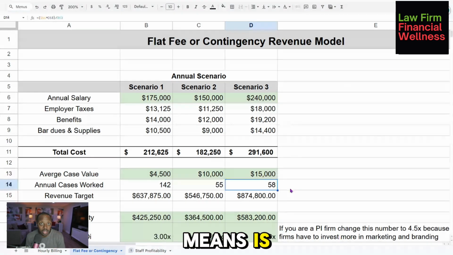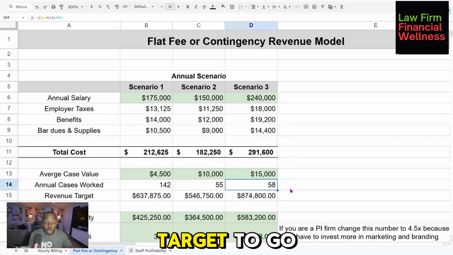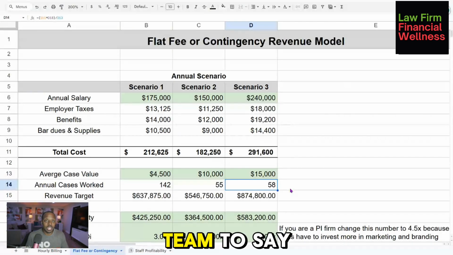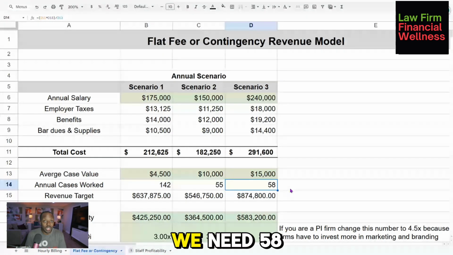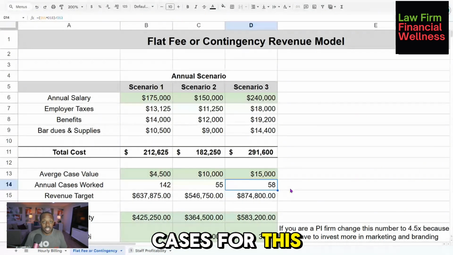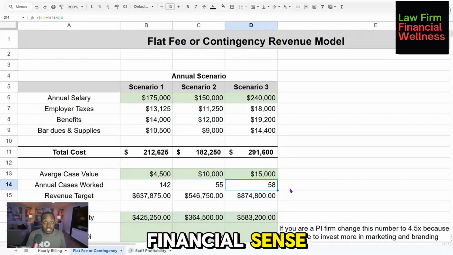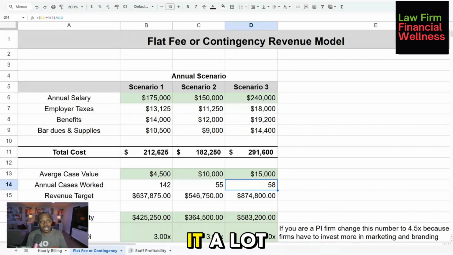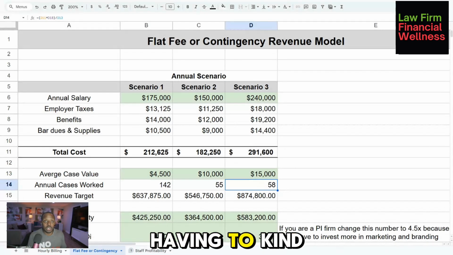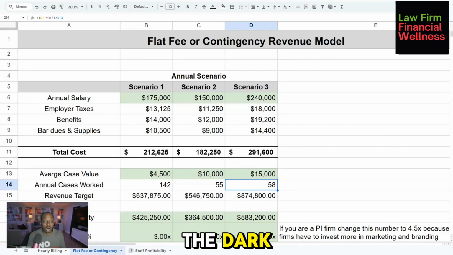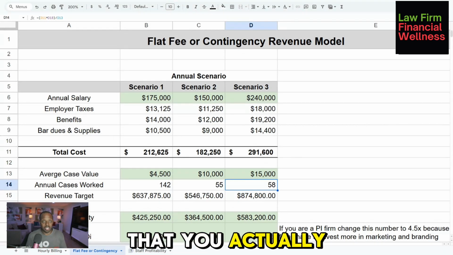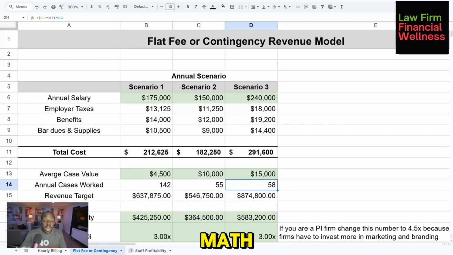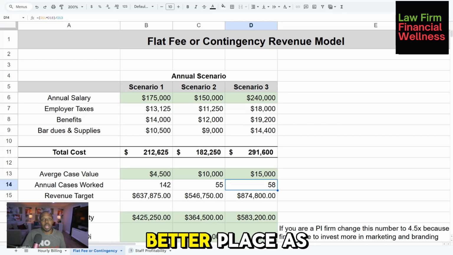Now, what that means is you have a very clear target to give to your marketing team: hey, now that we know that we need 58 cases for this firm to make financial sense. And using different tools like this can really make it a lot easier for you to plan and to adjust, so you're not just taking a shot in the dark and hoping that you land in the right place, but you can actually do the math and end up in a much better place as a firm.